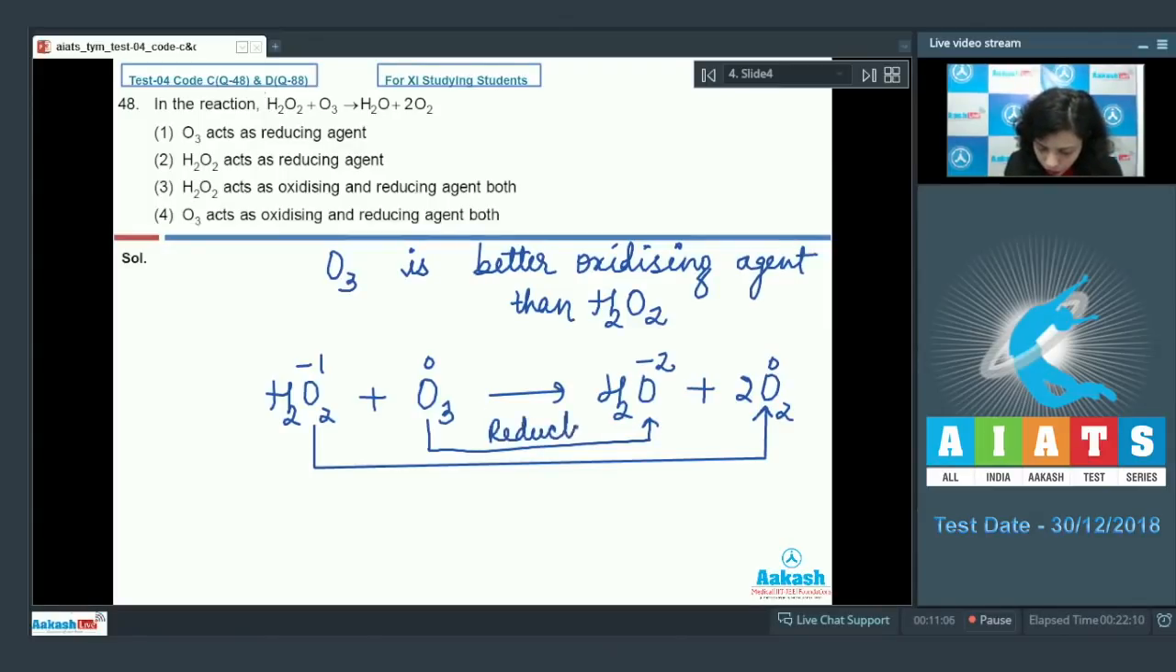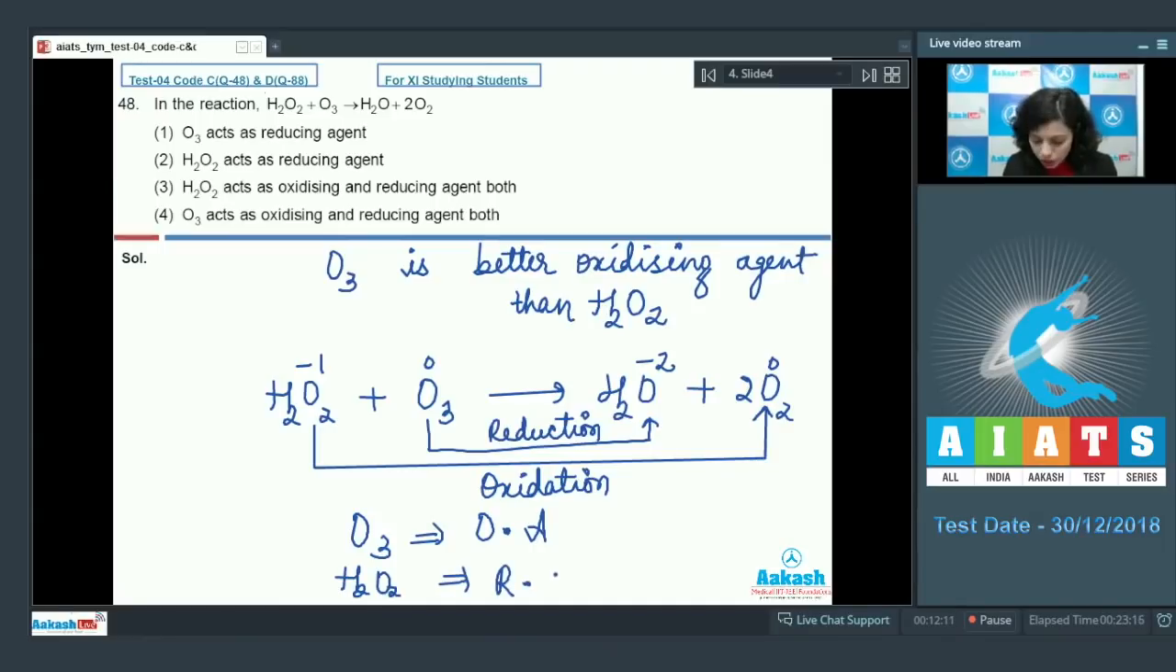So if you check the first process in which 0 to -2, this is the process of reduction, while in this case there is the process of oxidation. Now in this case, if you look at this reaction, you will identify that this O3 is acting as oxidizing agent while this H2O2 is acting as the reducing agent.